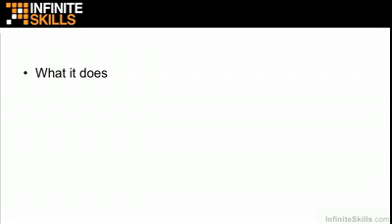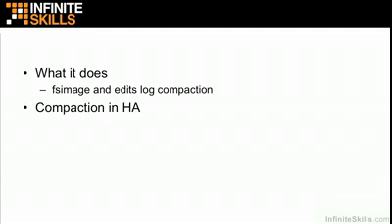In this chapter, we're going to take a look at this elusive, mysterious secondary name node that we've been avoiding this whole time. We're going to look at what it does, which is basically fsimage and edits log compaction, and we're also going to look at its compaction function in a high availability environment.